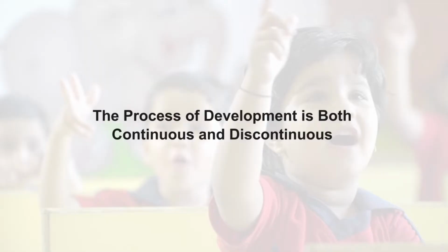To understand how growth and development occur in a child and to know the dimensions of it, it is very important to be on familiar terms with the principles guiding the same. The 10 principles that underlie the process of growth and development would be detailed to you in this section of the video. The first principle is that the process of development is both continuous and discontinuous.